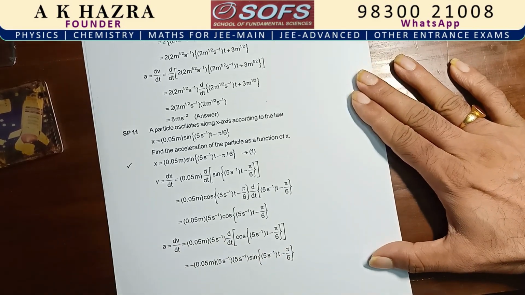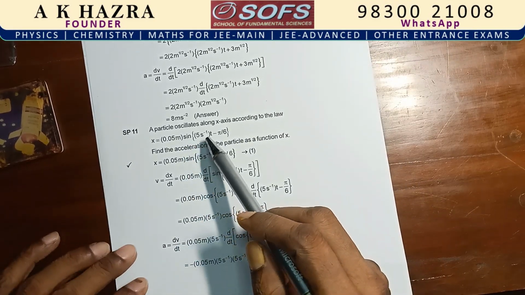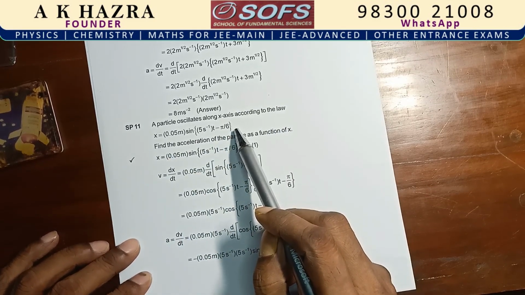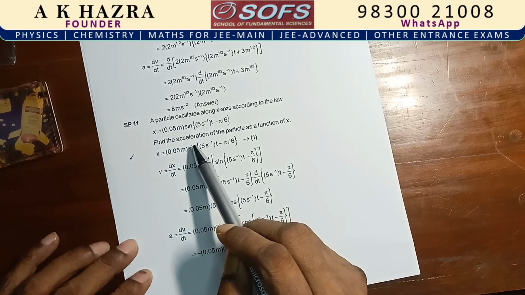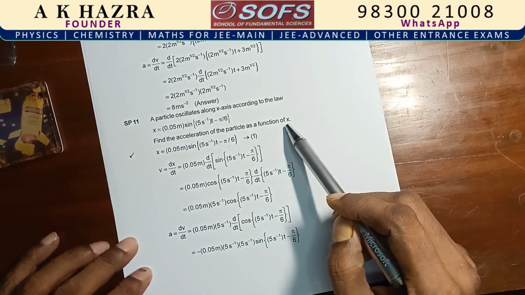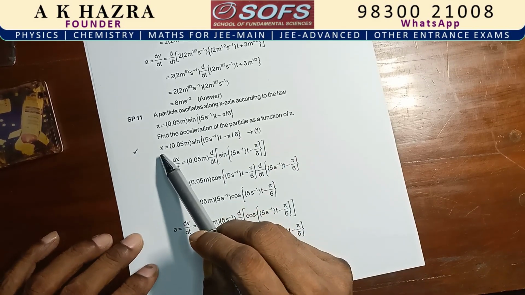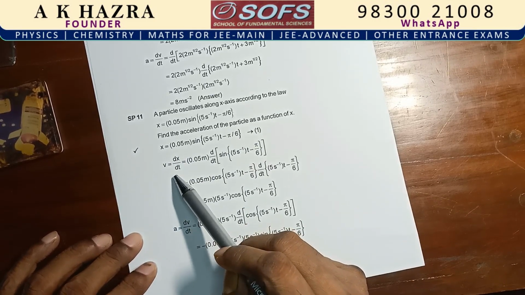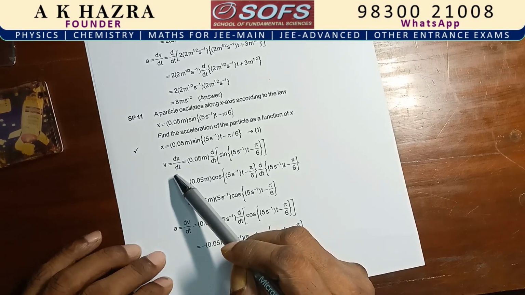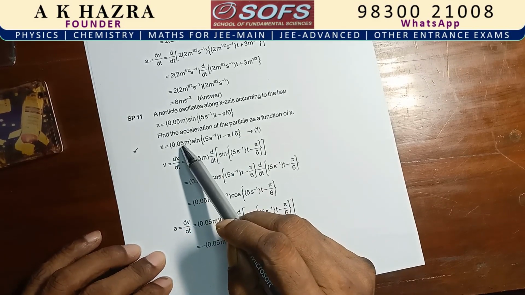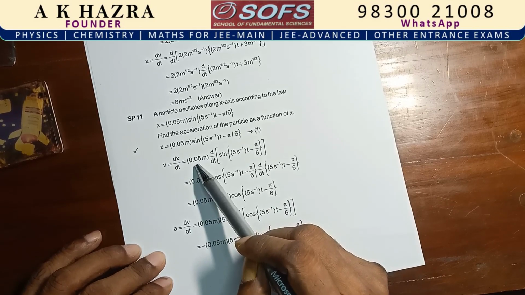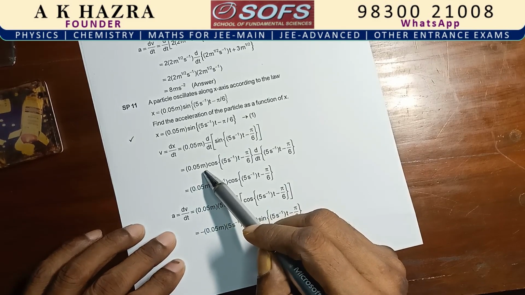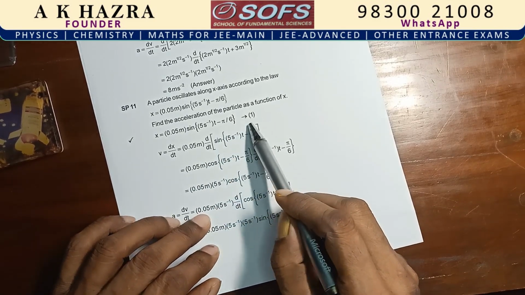Now SP11. A particle oscillates along the x-axis according to this law. It is actually a problem of simple harmonic motion. We have to find the acceleration of the particle as a function of x. So first, displacement x is given. So velocity dx/dt equals what? d/dt of the whole. So 0.05 meter is taken out, commutative law. So d/dt of this one, there is 0.05 meter. Now consider this to be z.